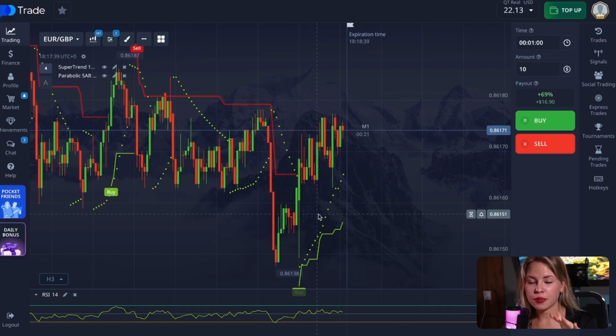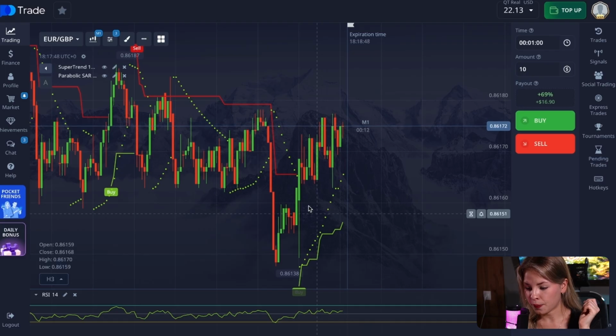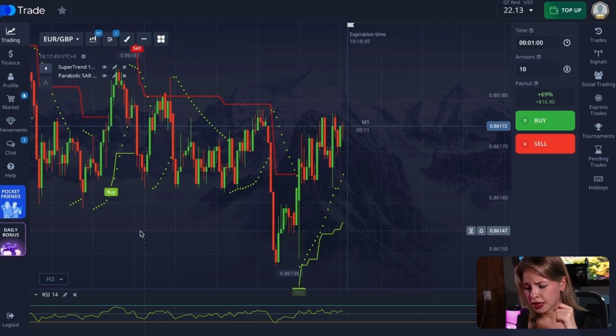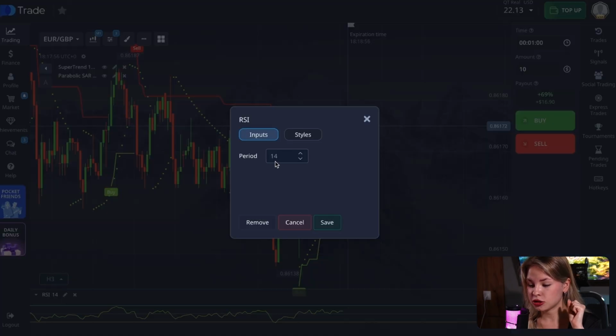Speaking about RSI, when you trade with 1 minute expiration, you should correct the period of RSI. Basically, it's 14, and you should correct it to 8. This will be more accurate for your situation on the market. You can see how it changed now.